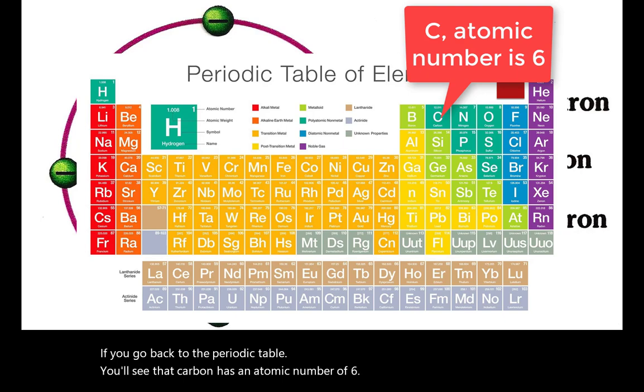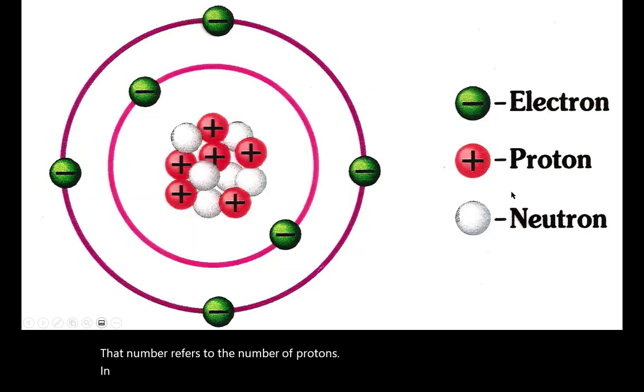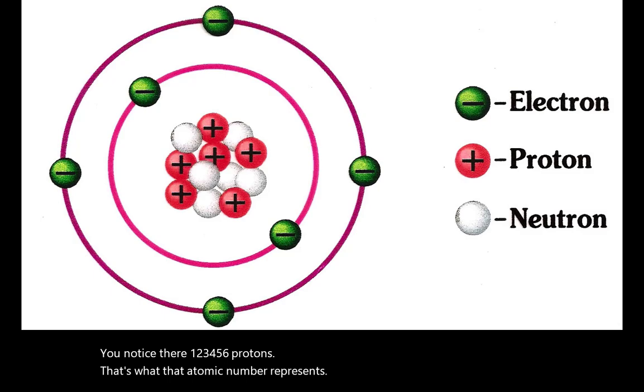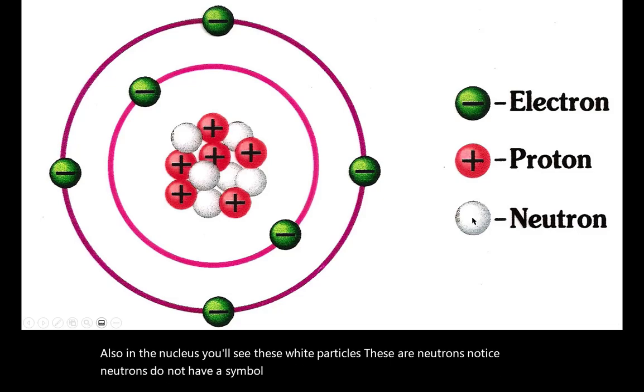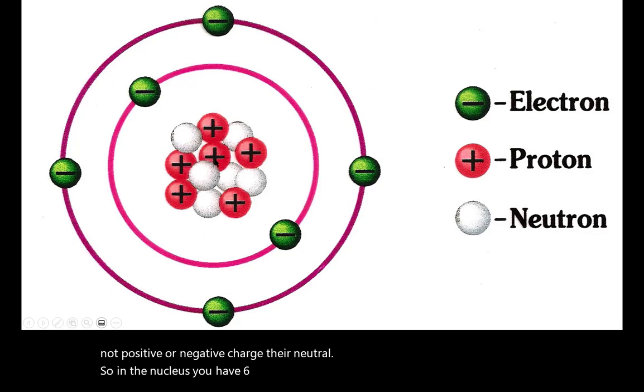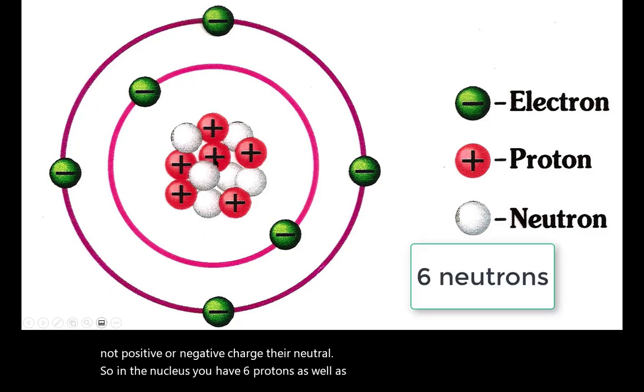That number refers to the number of protons in the nucleus of that atom. Here is the nucleus of an atom. You'll notice there are 1, 2, 3, 4, 5, 6 protons. That's what that atomic number represents. Also in the nucleus, you'll see these white particles. These are neutrons. Notice neutrons do not have a symbol here. That's because they are not charged. They are not positively or negatively charged. They're neutral. So in the nucleus, you have 6 protons as well as 6 neutrons.